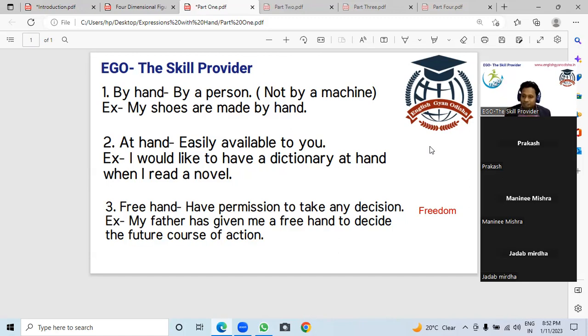You have virtual freedom. Your father will say, like, I have given a free hand to my son to choose a bride for him.